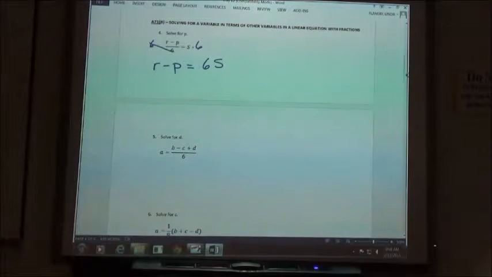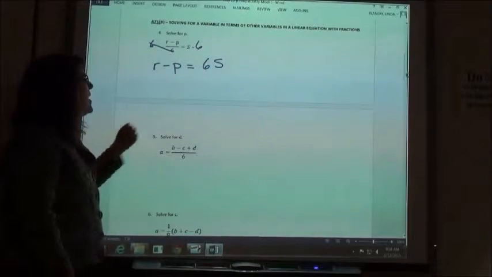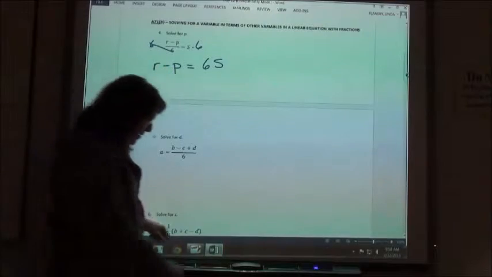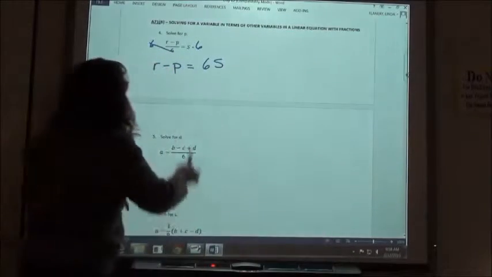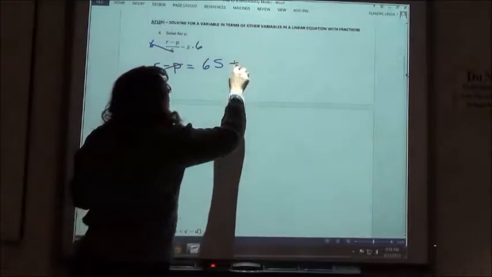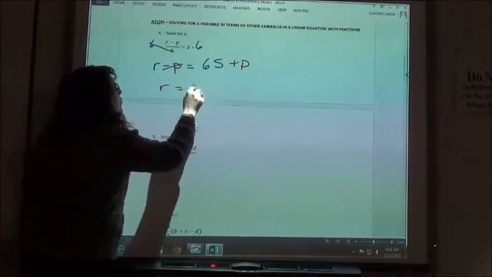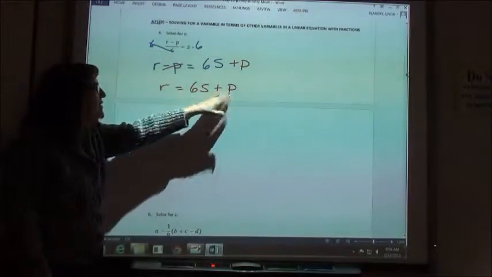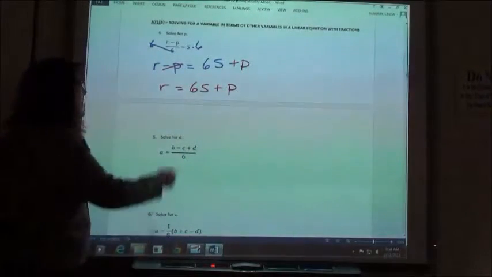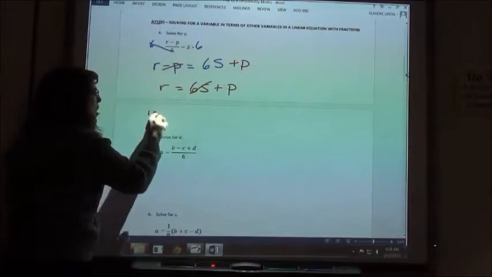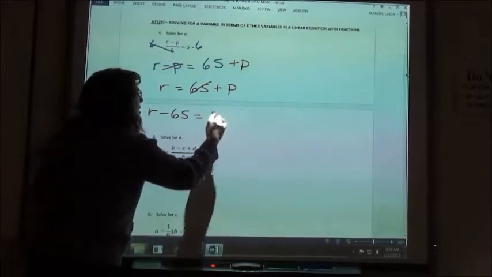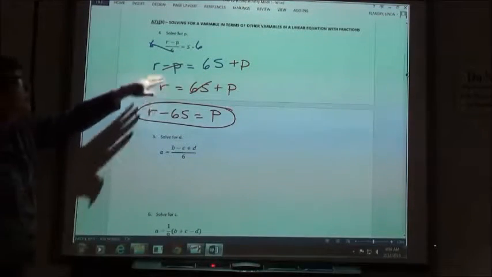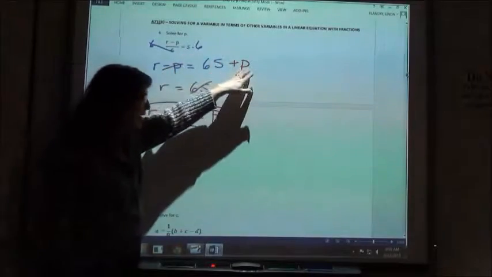Now I can go ahead and solve for P. If I want to solve this for P, there are 2 different things I could do again. Since my P is negative, one thing I could do is move my P to the other side to make it positive. So R equals 6S plus P. Now to get the P by itself, I need to move the 6S to the other side. So I'm going to minus that. R minus 6S is going to equal P. And there's my answer.